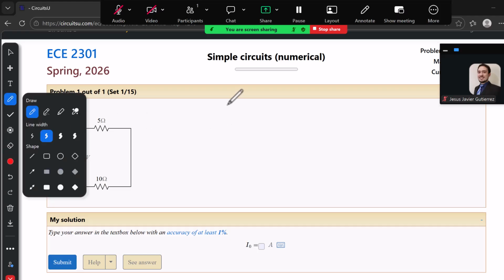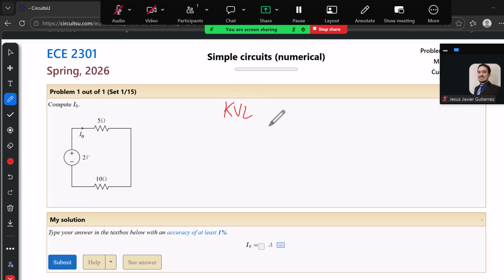So the law of KVL, or Kirchhoff's voltage law, states that the sum of all voltages around a closed loop equals 0, right? So let's say that K is the number of elements. If we go from K=1 to capital K, the sum of the voltages equals 0, or put in English, the sum of all voltages in a closed loop equals 0. So here it is.